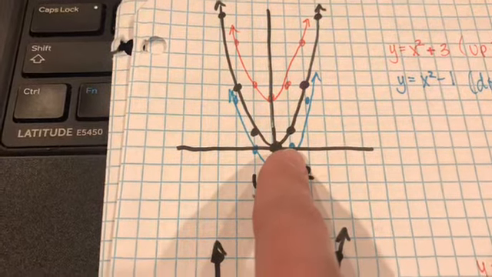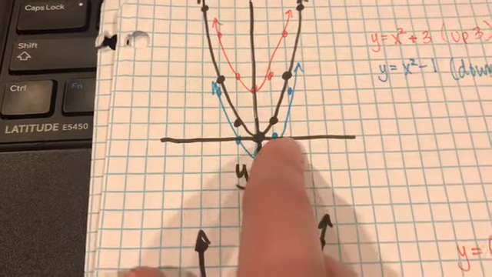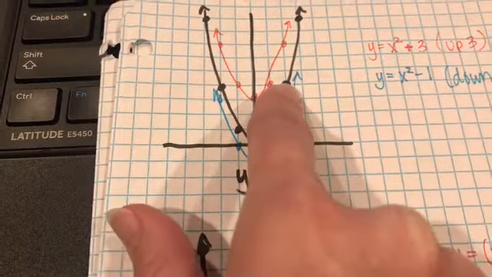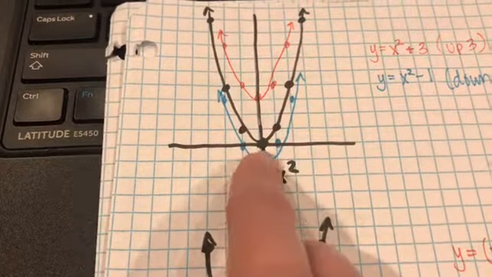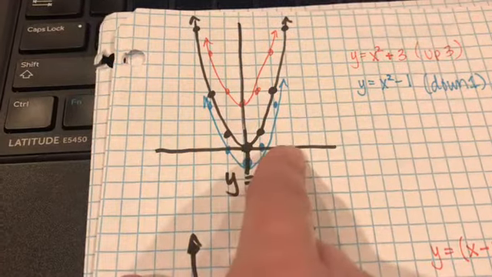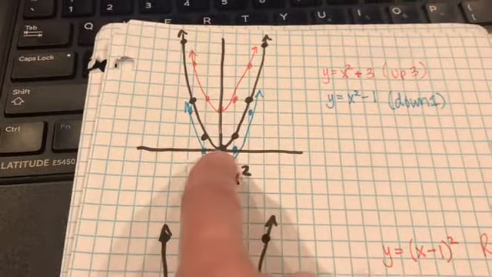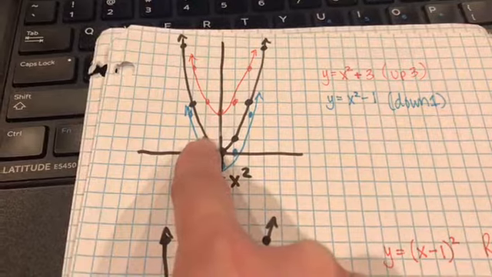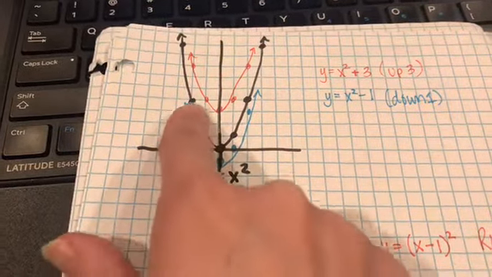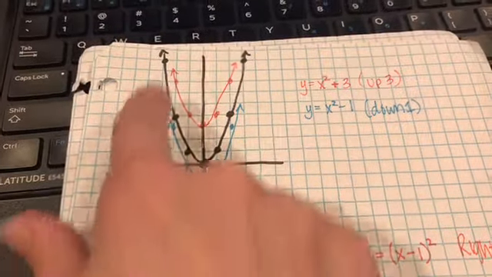Think of the number 1. 1 squared is 1. The number 2, 2 squared is 4. That's why it hopped up there. The number 3, if I go over 3 on the x-axis, 3 squared is 9. That goes all the way up there. Same thing happens with negative 1 squared is 1, negative 2 squared is 4, negative 3 squared is 9.